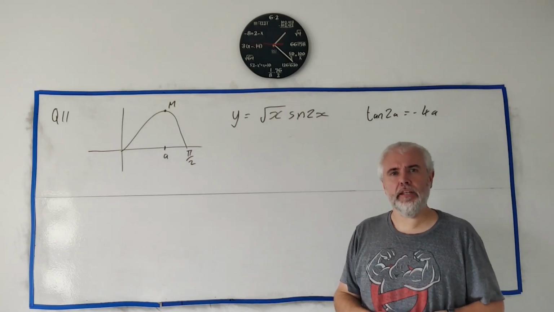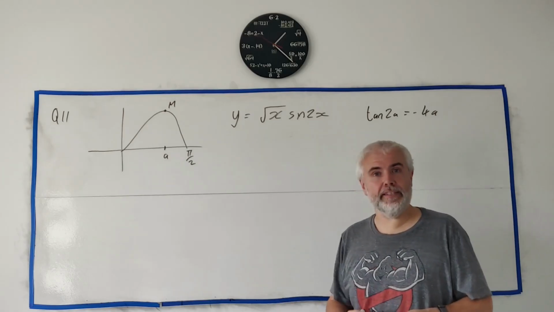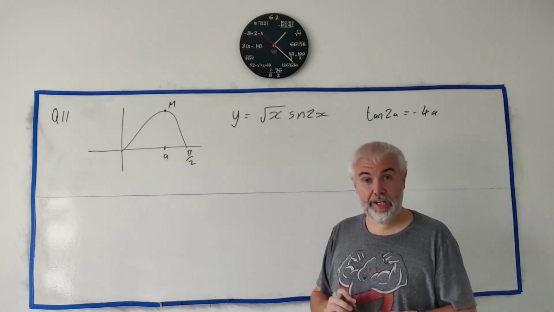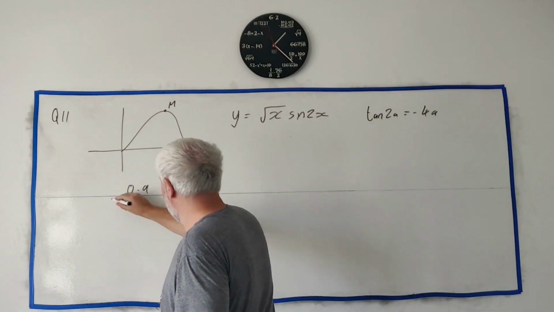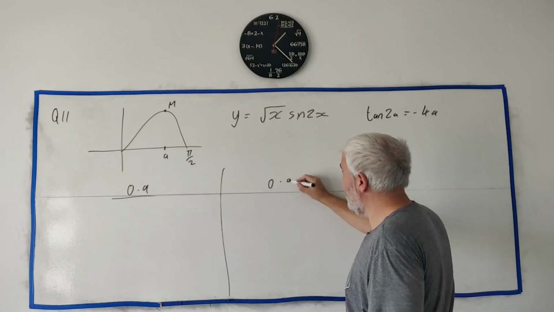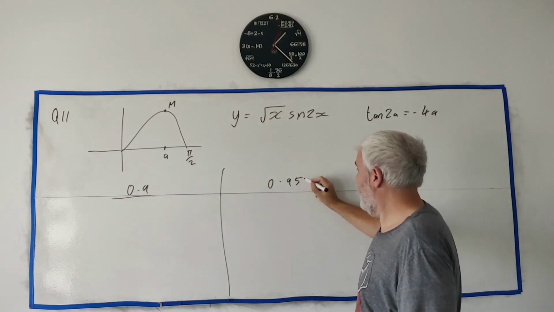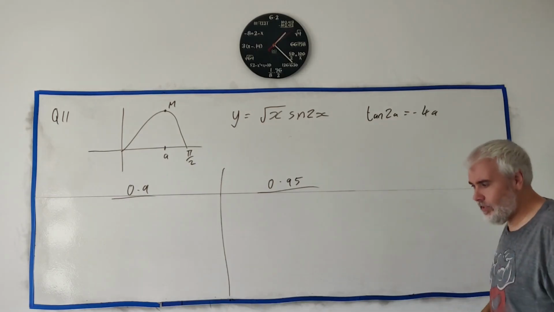For part B, they want you to show by calculation that a is between 0.9 and 0.95. This question comes up all the time, and there's a couple of ways to do it, but my main way to do it is just fill in the two numbers they gave you, 0.9 and 0.95, into this equation. They've given you this answer already.